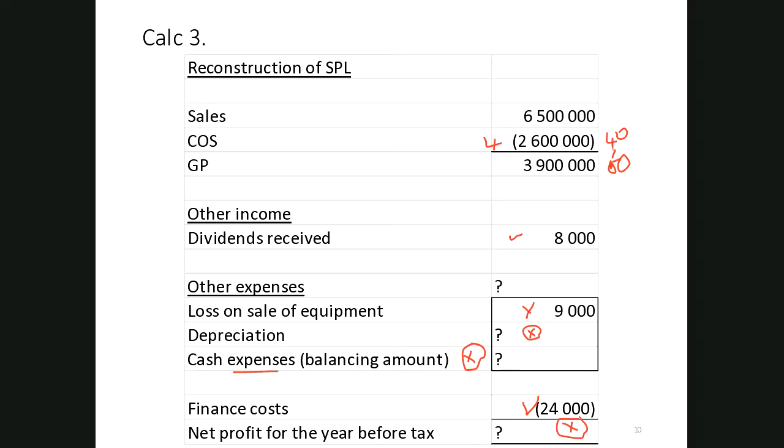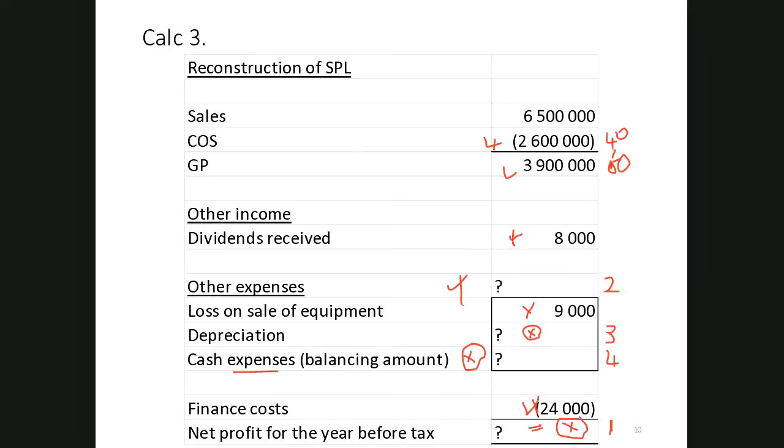So I need to first work out the net profit, then I'll be able to work out what the other expenses are. Because remember, if I take gross profit plus dividends minus other expenses minus finance costs, it's going to give me the net profit. So I first have to work out the net profit so I can work backwards and work out other expenses, and then I'm going to subtract the depreciation and the loss on sale of equipment from those other expenses, and I'll finally end up with my cash expenses. So this is a bit of a process that you have to go through. What you need to always remember is, what is it I'm looking for? I'm looking for cash expenses.